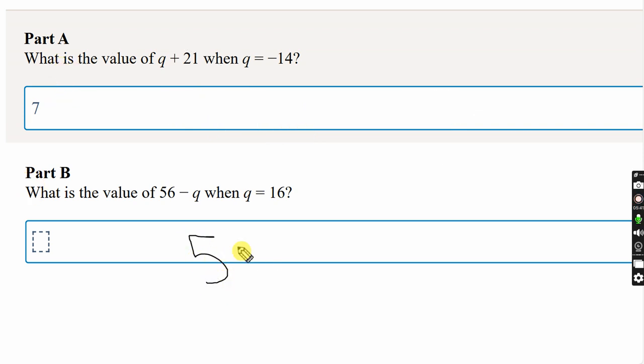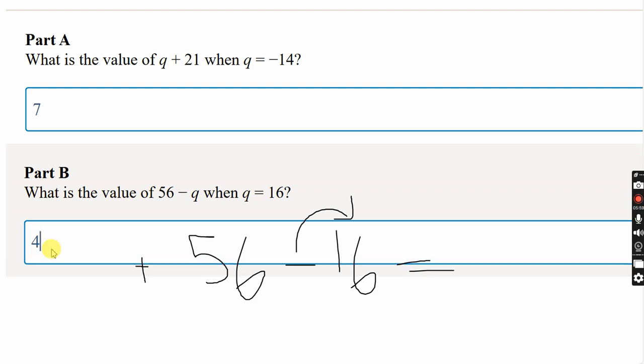Next, 56 minus 16. Again, one is positive, the other one is negative. So what will you do here? Just think of this as the sign of this number, so it will be easier. This is positive and the other one is negative, so different signs again, we subtract. What will this become? It will become 40.